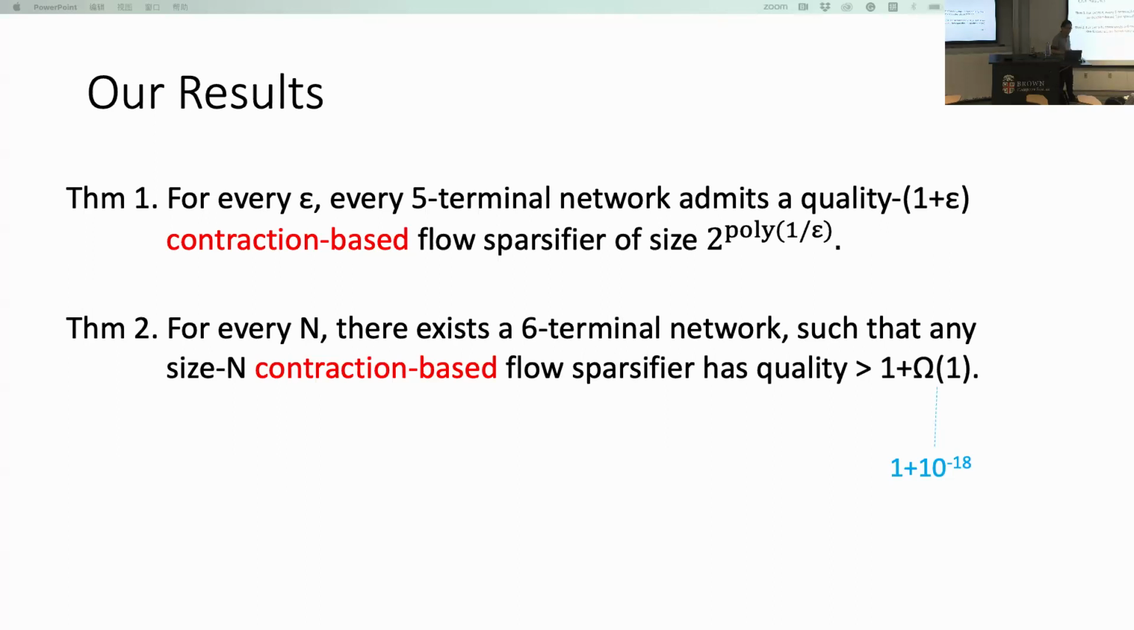What is the uppercase N in size N contraction-based flow sparsifier? Is N the number of vertices overall, or the number of vertices in a cluster? Yeah, this is for any size bound you want to give me. I'm telling you any size bound is impossible. Oh, okay, gotcha. So intuitively, just say 1 plus epsilon requires infinite bound.